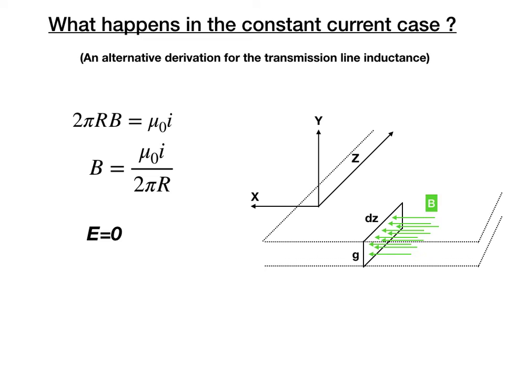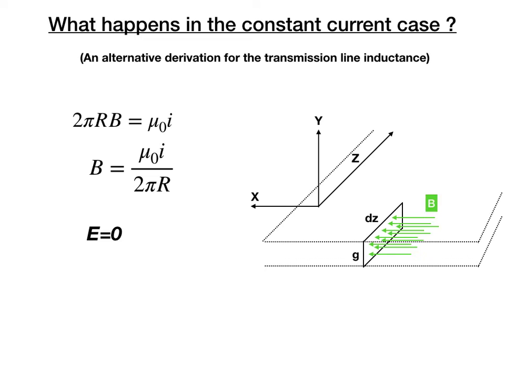So let's derive the formula for inductance in our case directly. We're using Ampere's law. Remember that this is a big circle, so going around the circle you get the magnetic field times the circumference is equal to the total current in the conductor times the vacuum permeability, and then we get that the magnetic field is just mu0 times I over 2 pi r, and of course the electric field is 0.